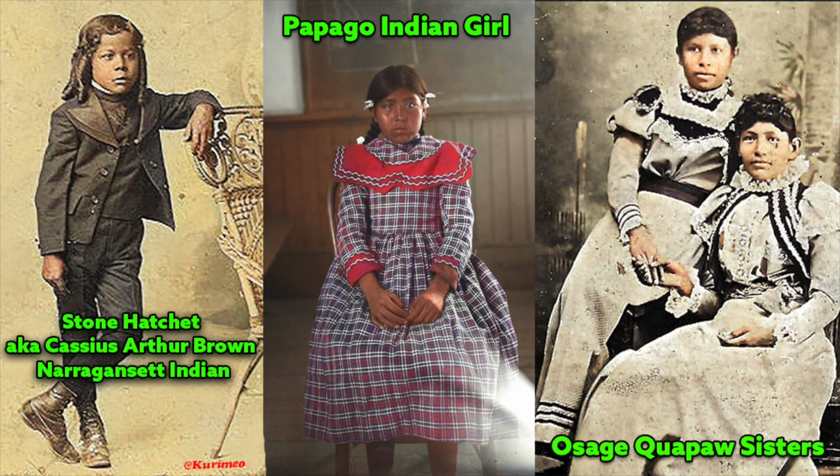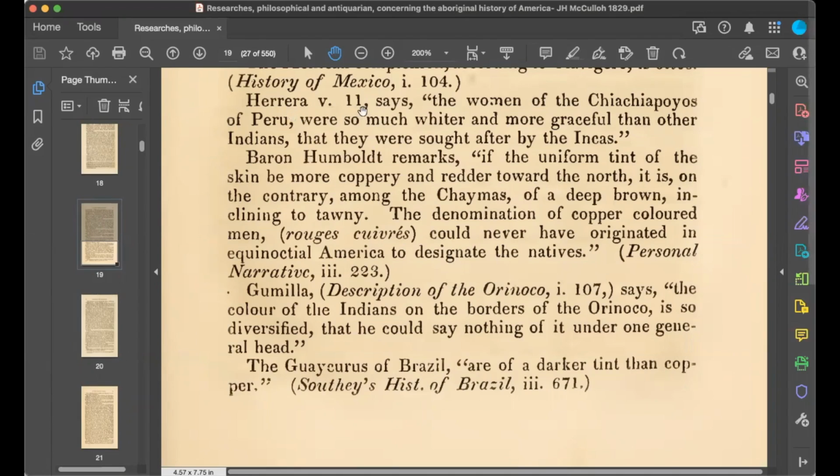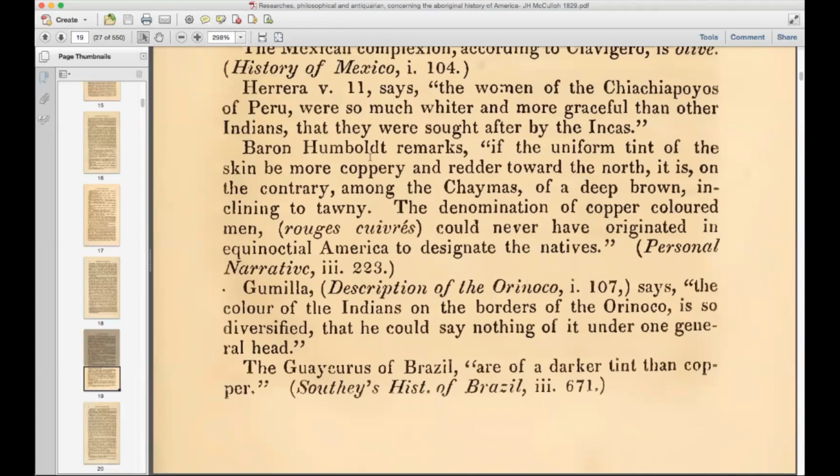Nuttall's Travels, page 83. The Mexican complexion, according to Clavijero, is olive. History of Mexico, Volume 1. Herrera, Volume 11, says the women of the Chiachiapollos of Peru were so much whiter and more graceful than other Indians that they were sought after by the Incas, all right? So they were of a lighter complexion. These specific women from this specific tribe in Peru. It says here, Baron Humboldt remarks, if the uniform tint of the skin be more coppery and redder toward the north, it is on the contrary among the Chaimas of a deep brown, inclining to tawny.